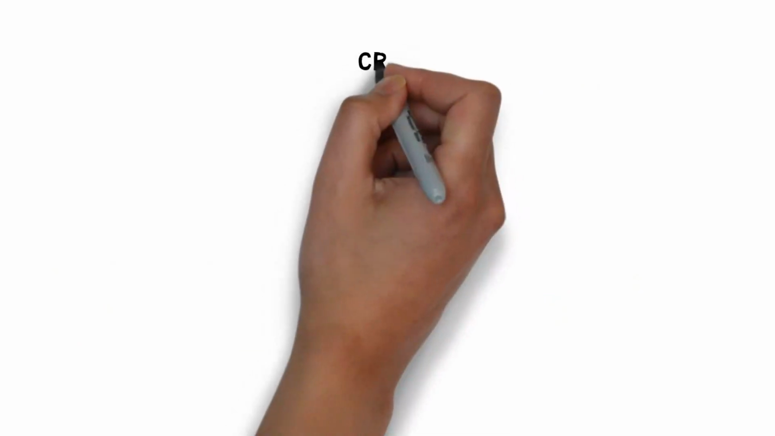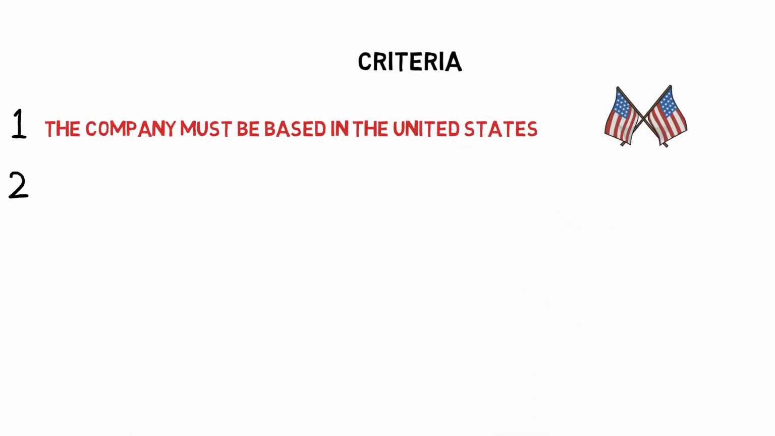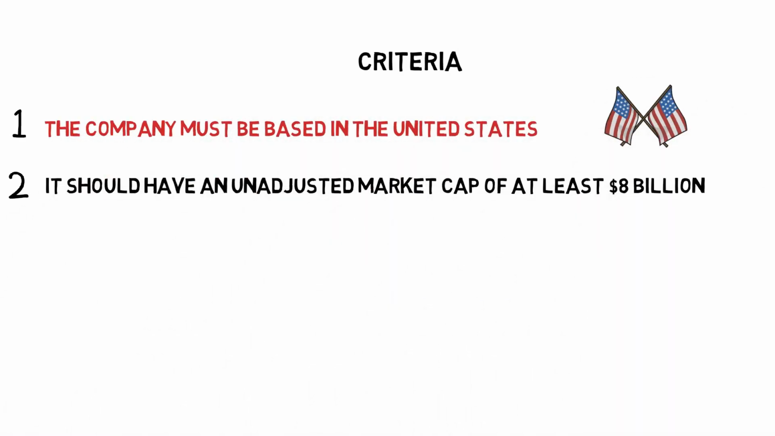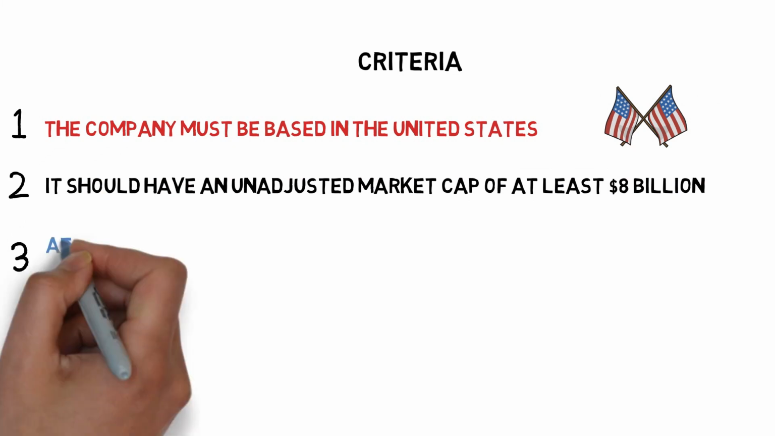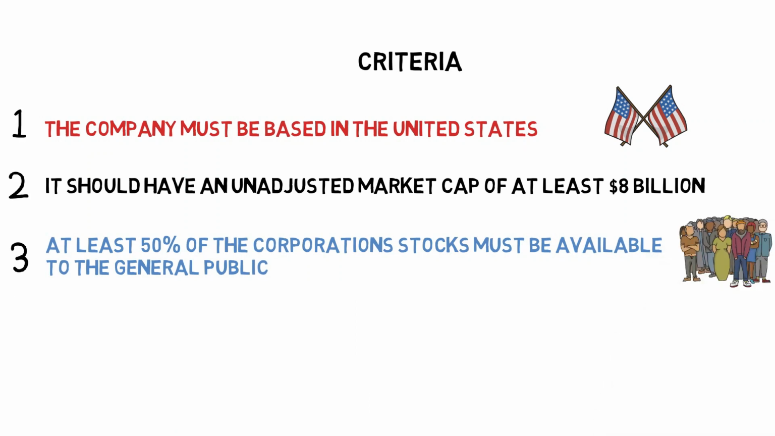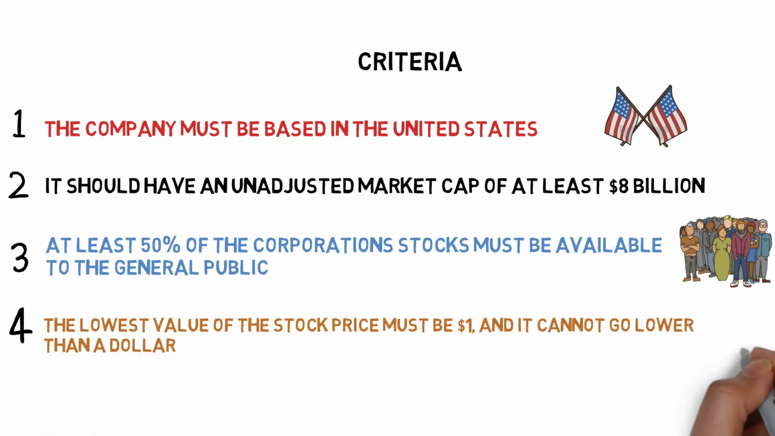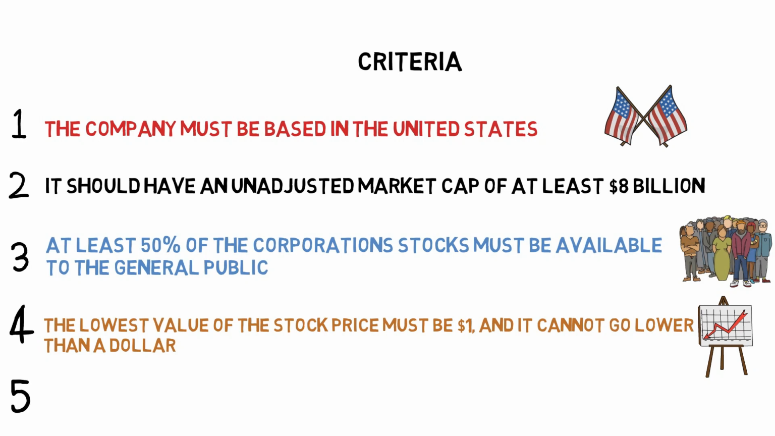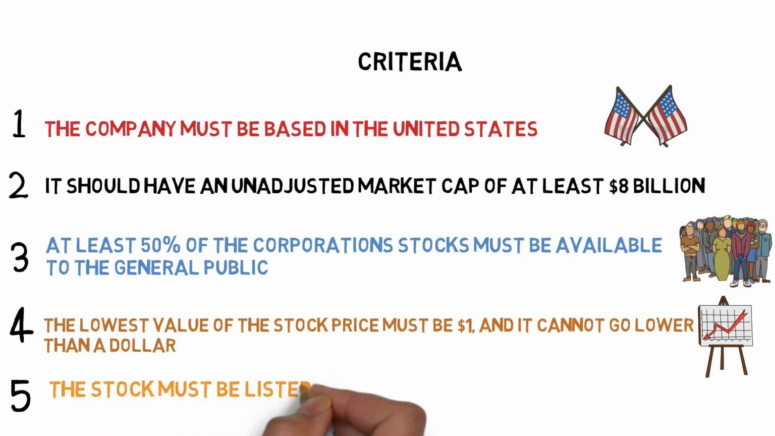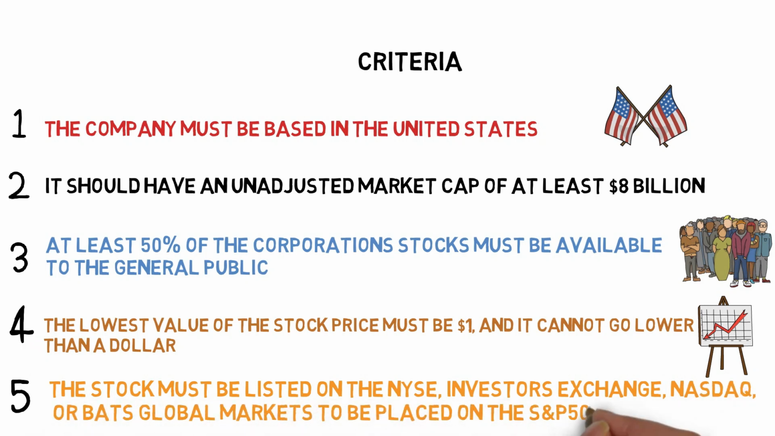Now, there are some criteria required for companies to qualify for the index. Firstly, the company must be based in the United States. Secondly, it should have an unadjusted market cap of at least $8 billion. Third, at least 50% of the corporation's stock must be available to the general public. Fourth, the lowest value of the stock price must be $1, and it cannot go lower than $1. Otherwise, it will be removed from the index. And finally, the stock must be listed on the NYSE, Investors Exchange, NASDAQ, or BATS Global Markets to be placed on the S&P 500.